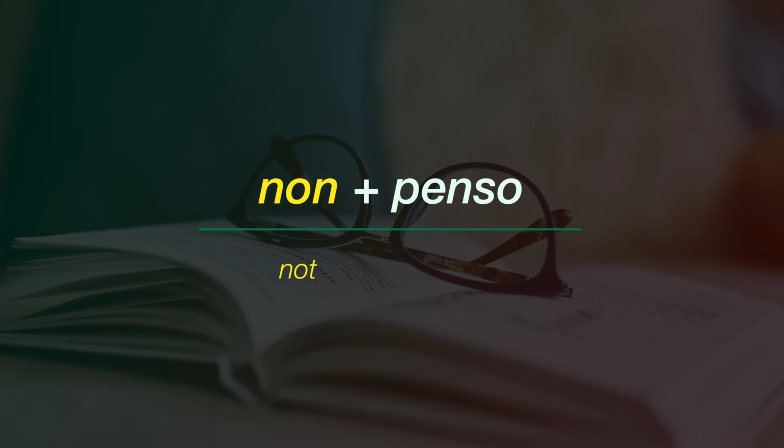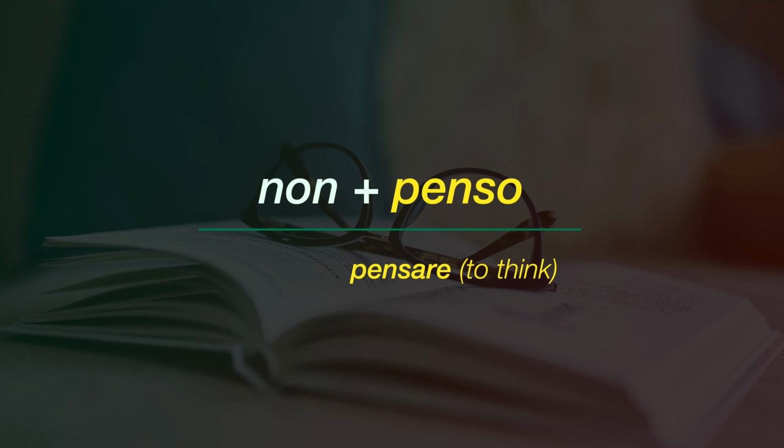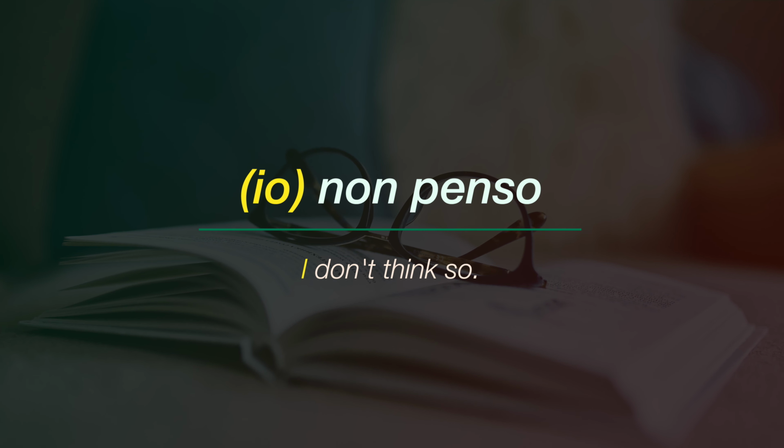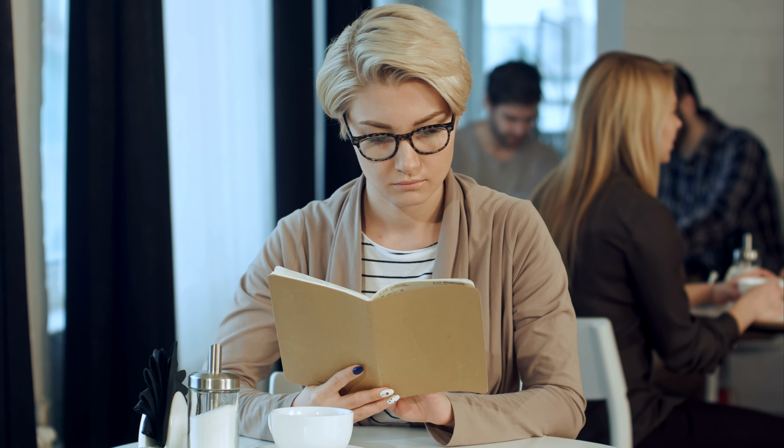"Non" is used to give a negative sense to the sentence, especially in front of a verb. It's the equivalent of "not" in English. "Penso" is the first person singular present form of the verb "pensare," to think. As is often the case, the first personal pronoun "io" can be omitted. In Italian, there's no equivalent for the English word "so" when it's used to refer back to something previously mentioned. This is why it's sufficient to say "non penso" on its own.